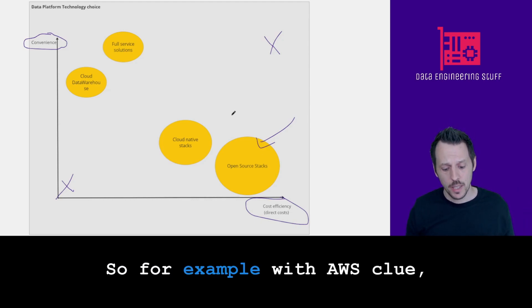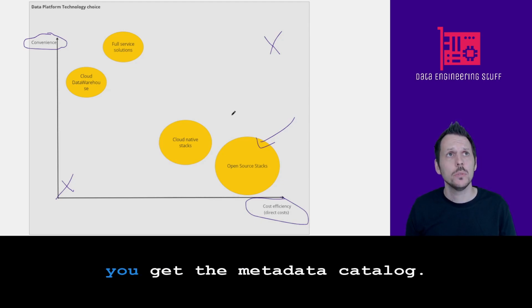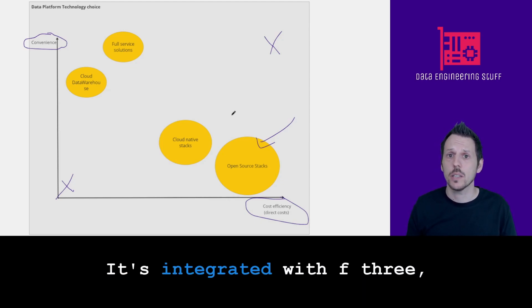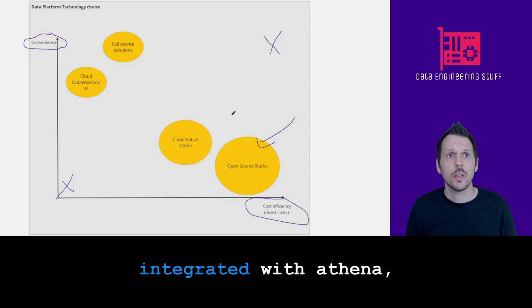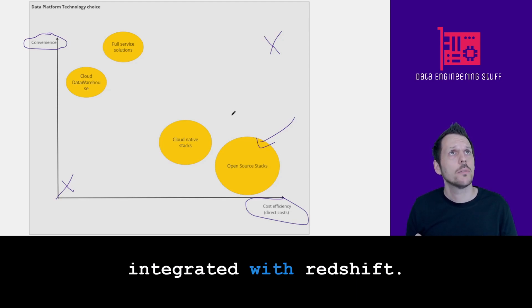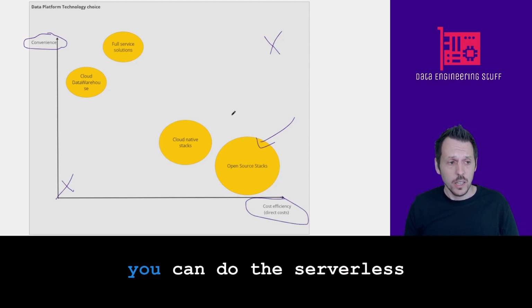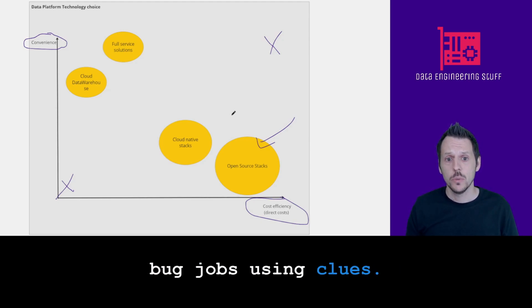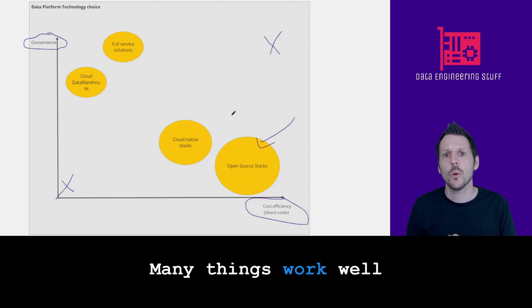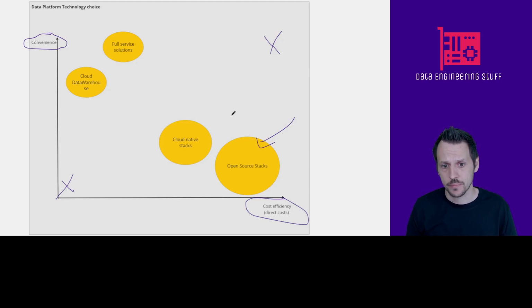So for example, with AWS Glue, you get the metadata catalog. It's integrated with S3, integrated with Athena, integrated with Redshift. You can do the serverless Spark jobs using Glue. So many things work well together here.